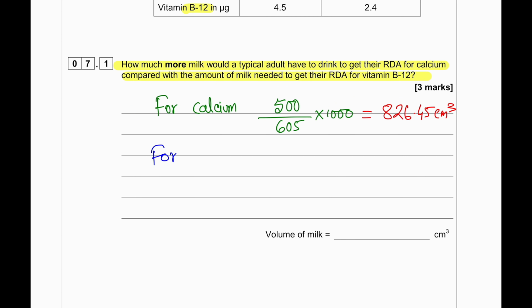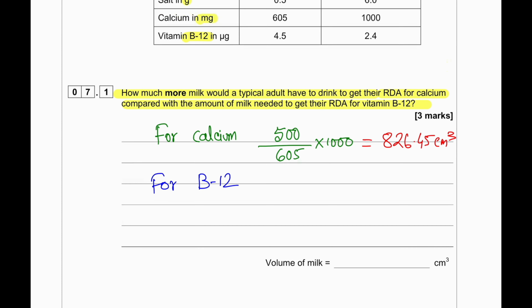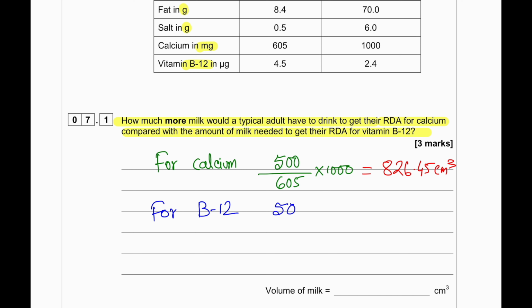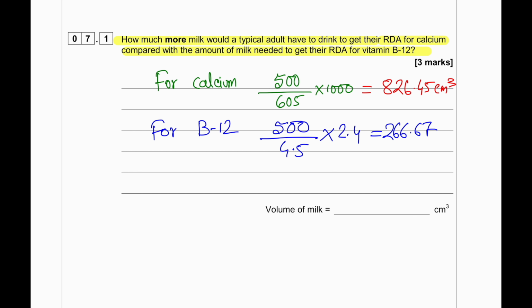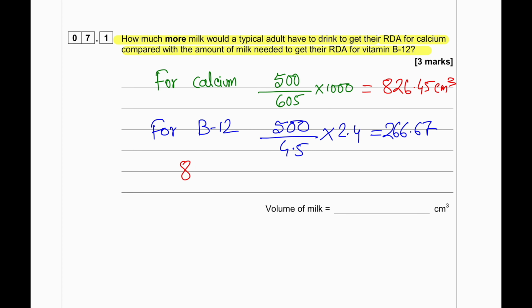Then for vitamin B12. For B12, we can see in 500 cm cube we have 4.5, but we require only 2.4. So once we do that, we find that the volume needed is 266.67. Now, to find the comparison between the B12 and the calcium's volume, we'll have to do 826.45 minus 266.67, which will give us roughly 560.